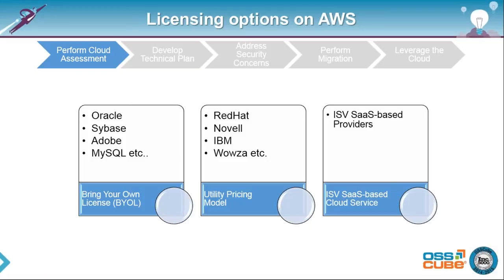For some cases like Red Hat, Noble, IBM, AWS provides a utility-based pricing model for licensing. So you don't have to procure a separate license. When you start using the application, the license fee is included in the use of the application. So there is a small licensing fee, there is an application usage fee, and the combined, so you don't need to procure a separate license. And there is a third form of licensing, that is SaaS-based provider, which may not be relevant in this case because we are talking of moving legacy applications to the cloud.